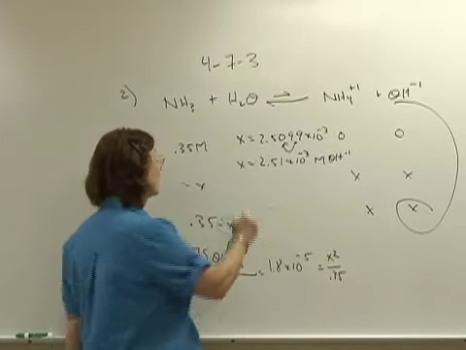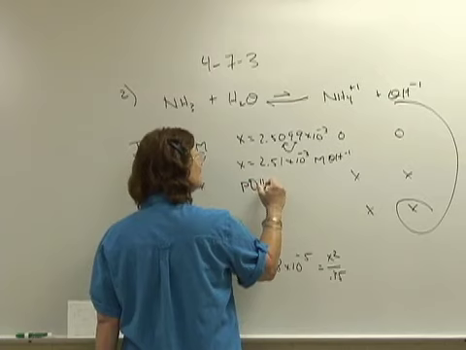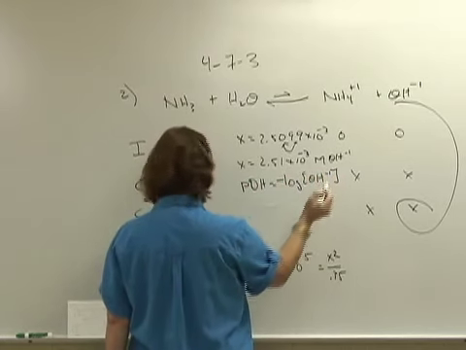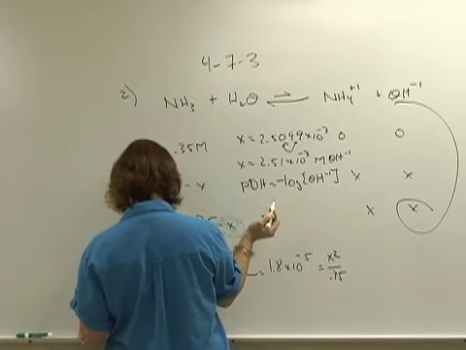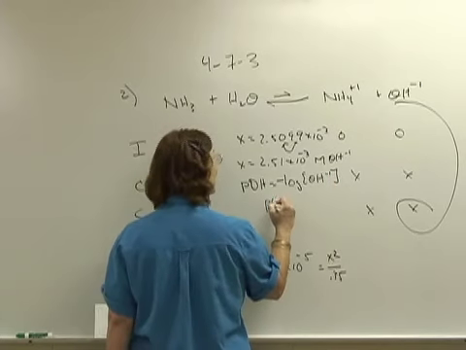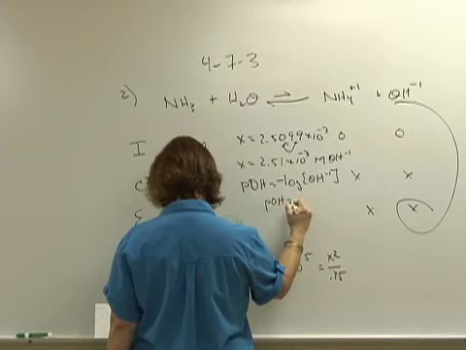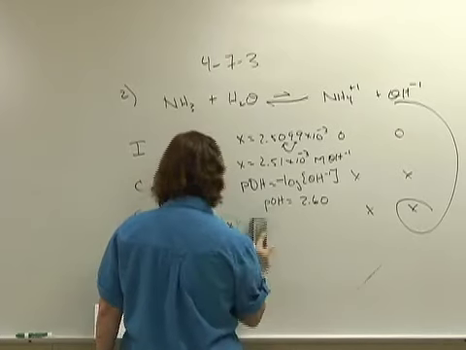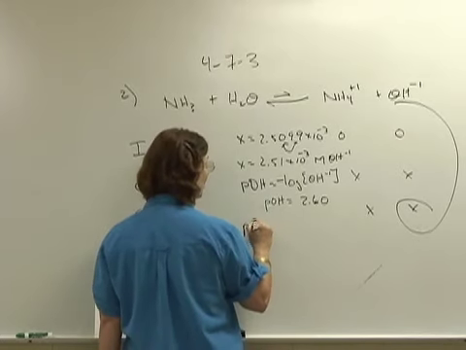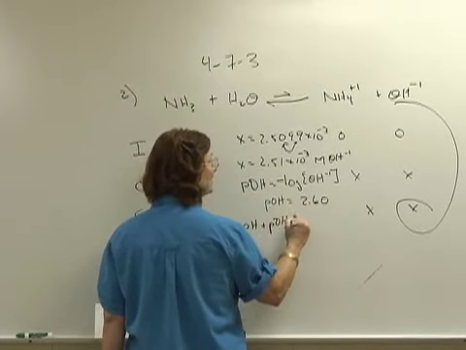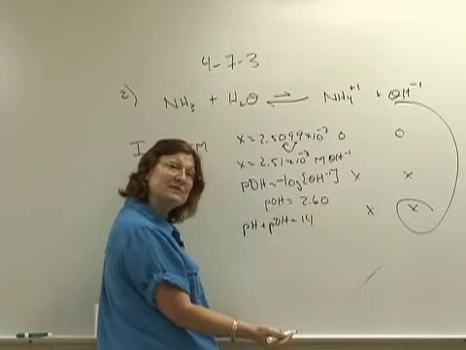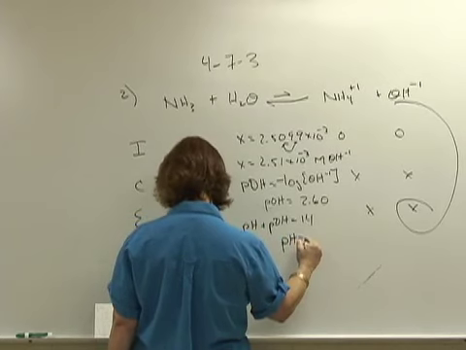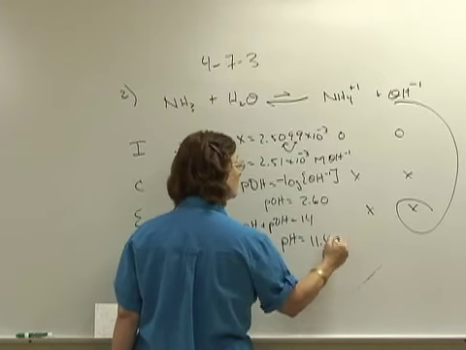And when I take the log of this number, I get a pOH. pOH is minus the log of the hydroxide ion concentration. And therefore, when I take the log of this number, I get a pOH equal to 2.60. And then I know that my pH plus my pOH is equal to 14. And therefore, I subtract this number from 14, and I get my pH is equal to 11.40.